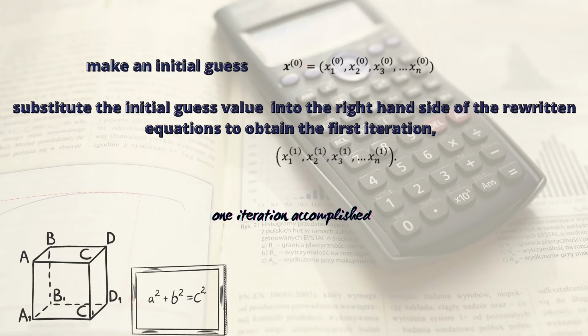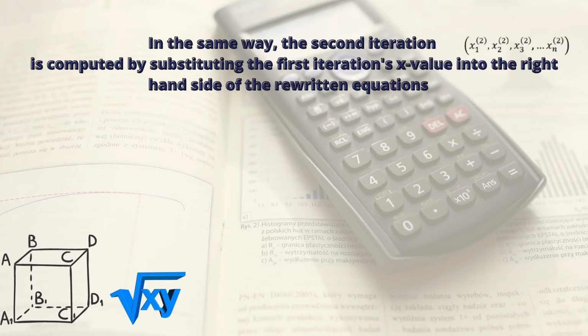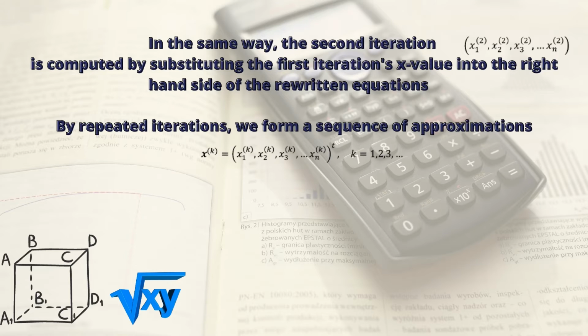We repeat the same way to find the second iteration by substituting the x values of the first iteration into the right hand side of the rewritten equations. Last but not least, by repeated iterations, we form a sequence of approximations.